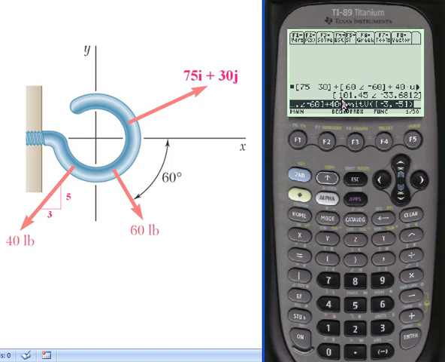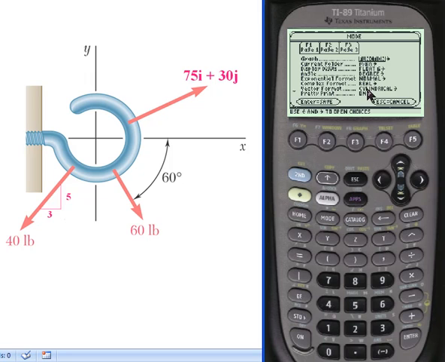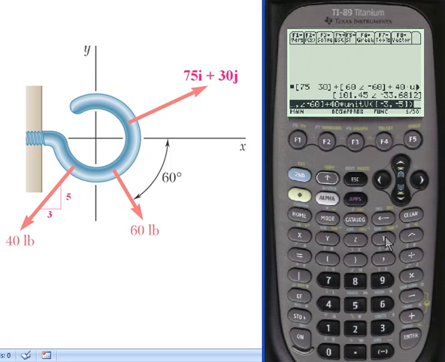The magnitude of the resultant is 101.45 at an angle of negative 33.68 from the x-axis. If I'd like to see the results in rectangular form, I can change my mode from cylindrical to rectangular. Just scroll down, select the option of rectangular. Now hit enter to accept that change, and the problem is still in my input line.